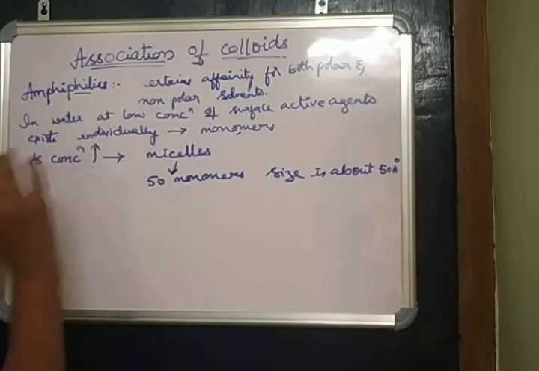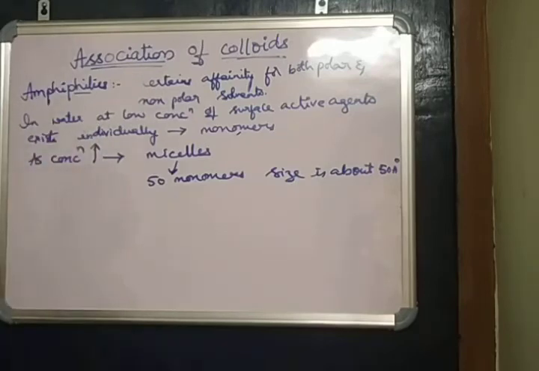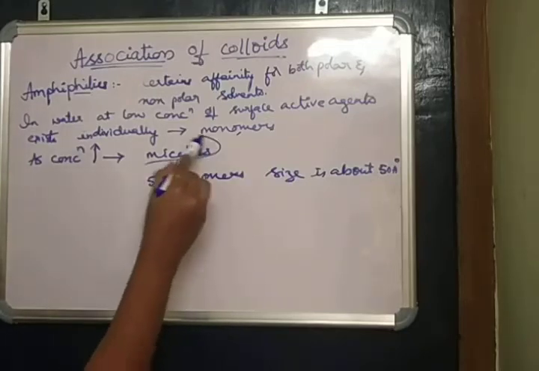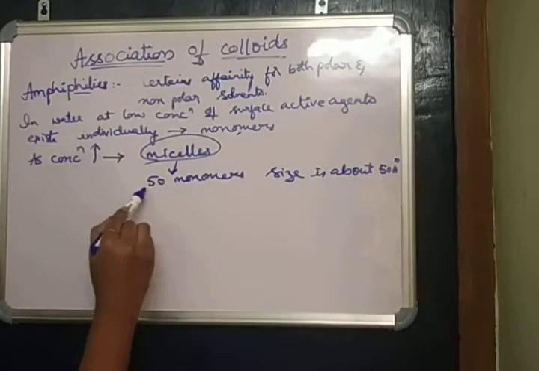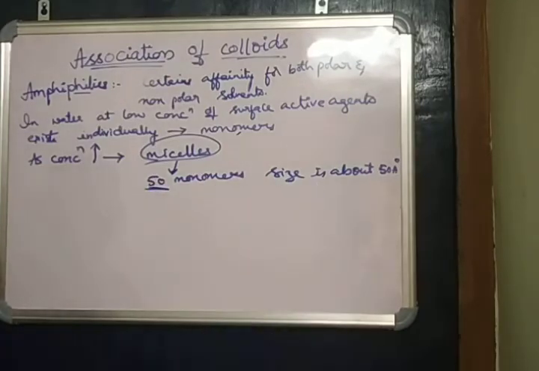Amphiphiles are the molecules or ions which have certain affinity for both polar and non-polar solvents. In water at low concentration, surface active agents exist individually as monomers. As concentration increases, those monomers aggregate to form a micelle. Each micelle contains 50 monomers and its size is about 50 angstroms.